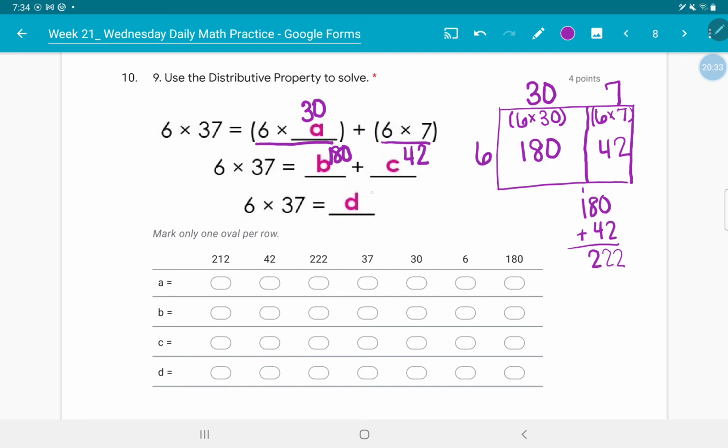So D is equal to 222. A is 30. B equals 180. C equals 42. And D equals 222.